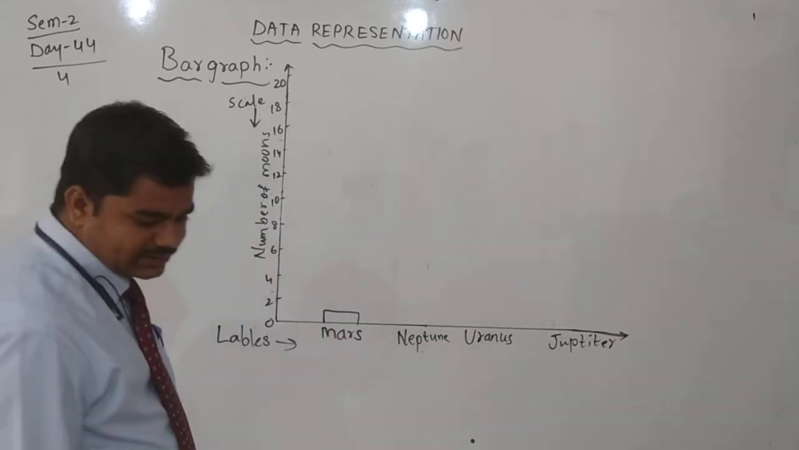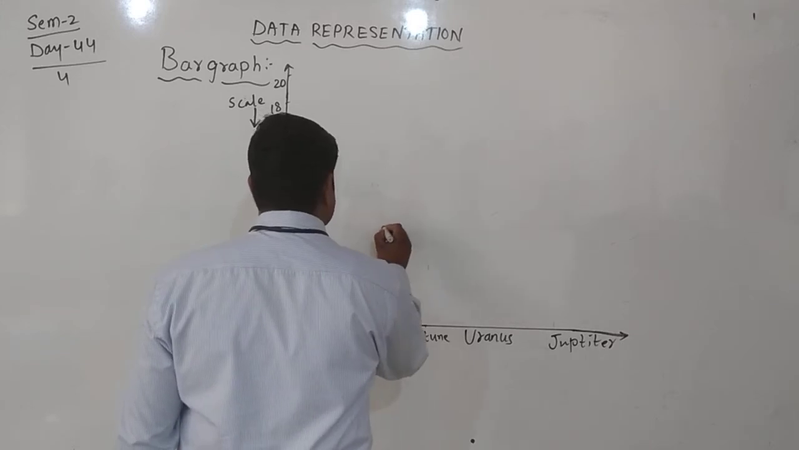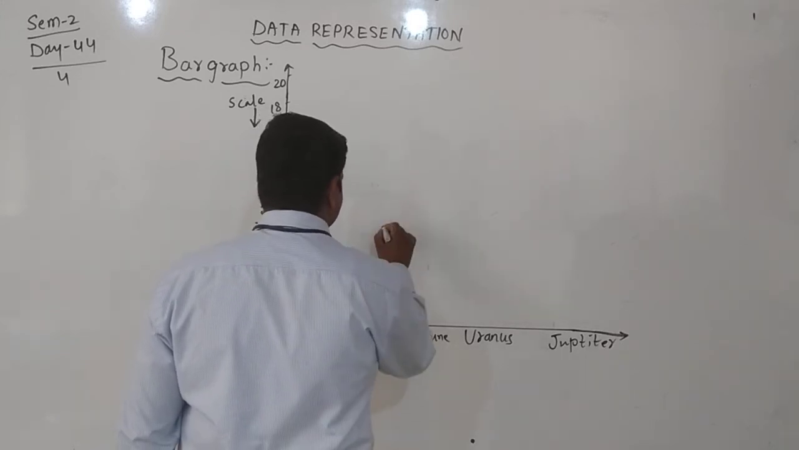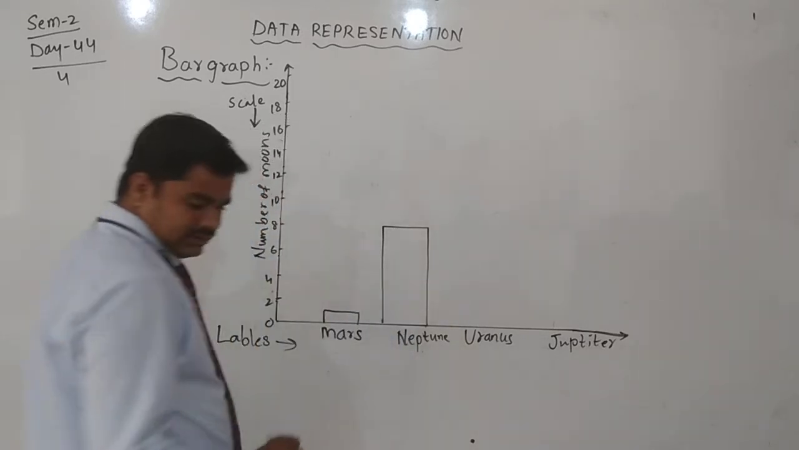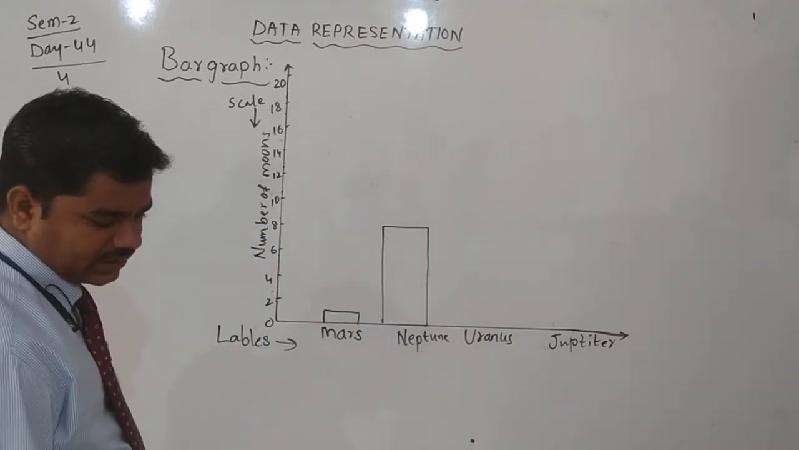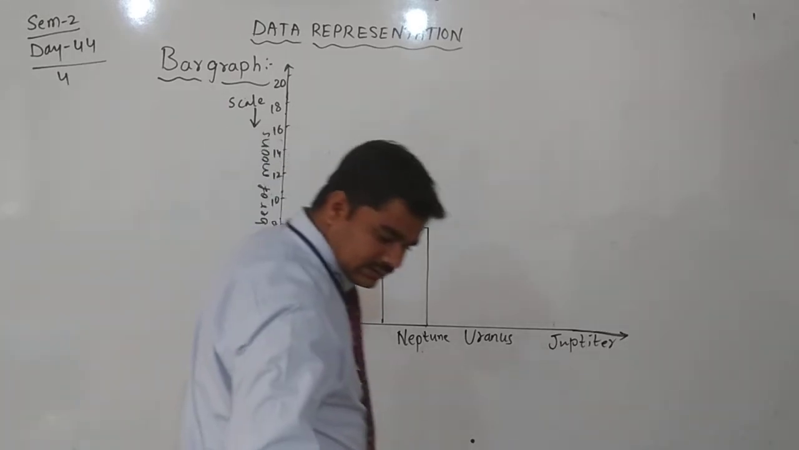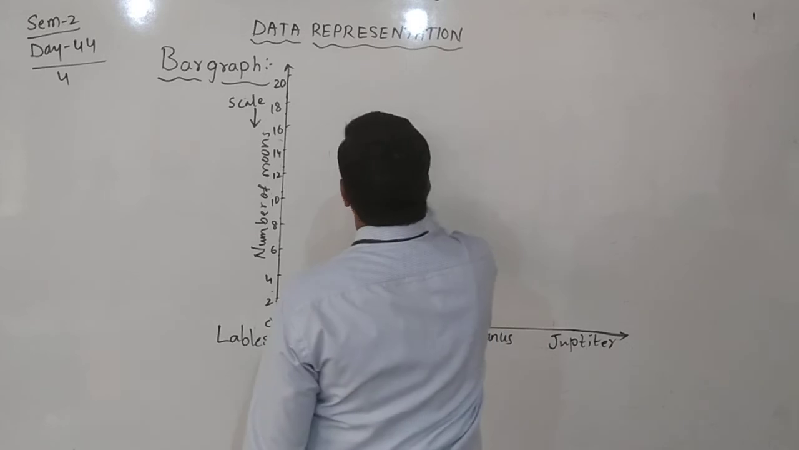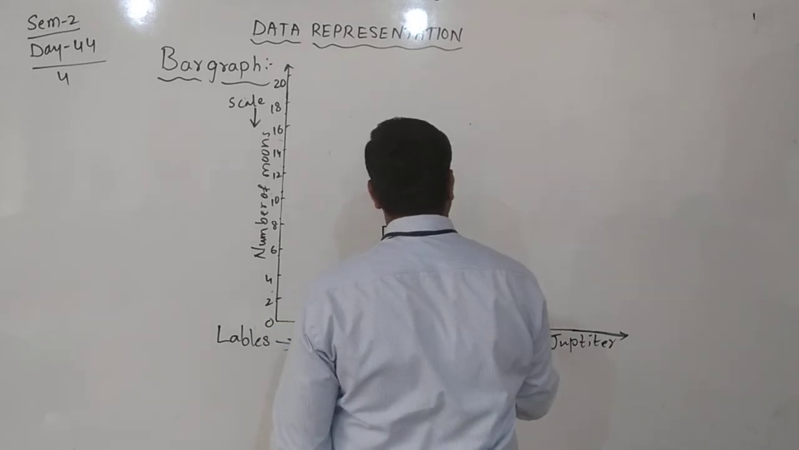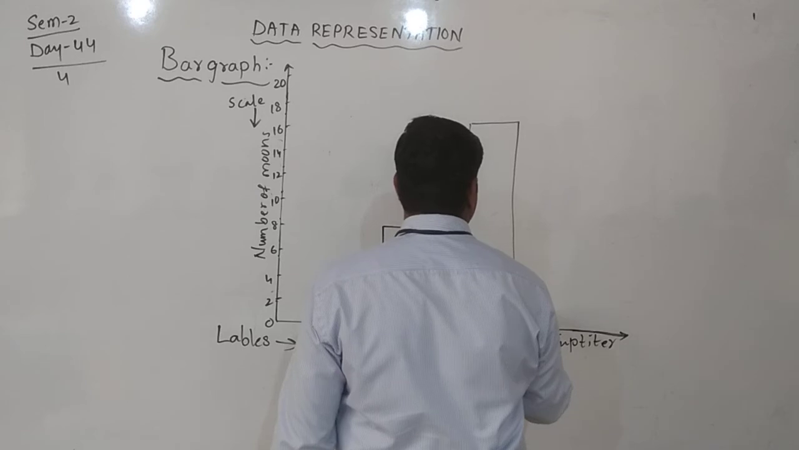Then Neptune has 8 moons here. We can draw a bar. Next, which one? Uranus. Uranus has 16 moons. You can draw up to 16. These are the moons of Uranus.